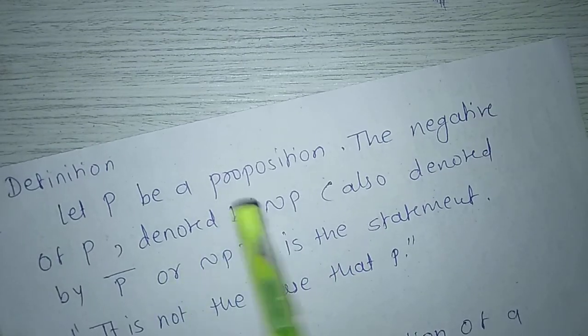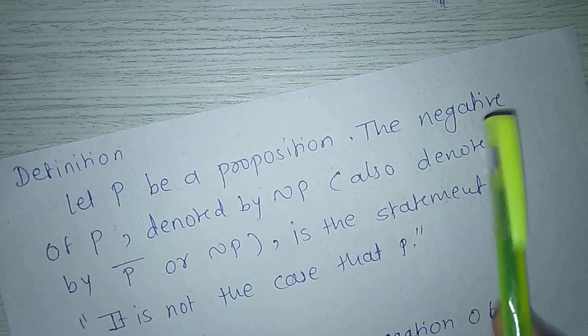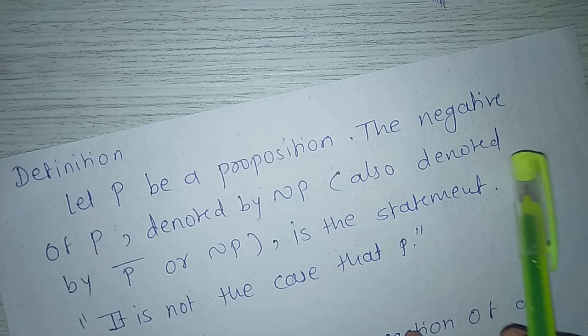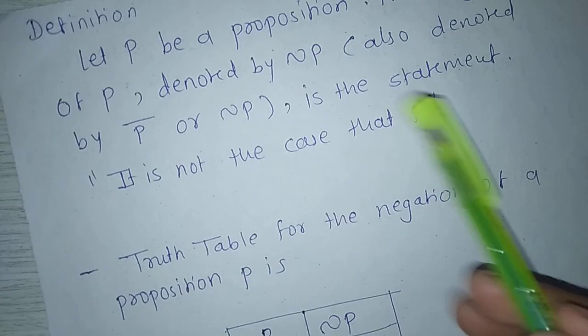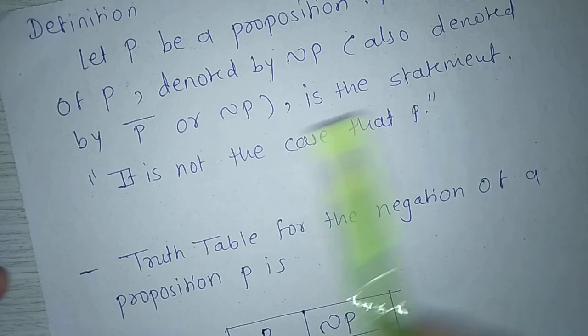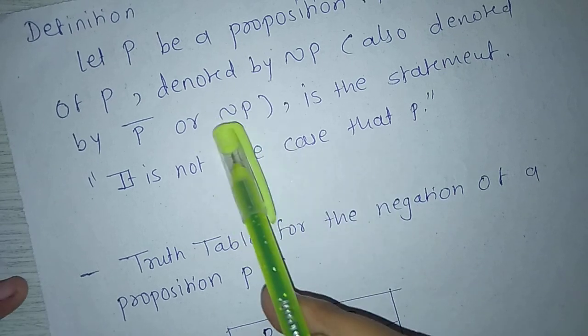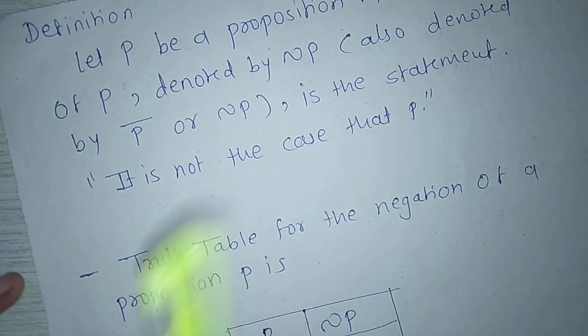Next definition, negation of P. Let P be a proposition. The negation of P, denoted by negation of P, also denoted by P bar, is the statement: it is not the case that P. Negation of P means it is not the case that P.